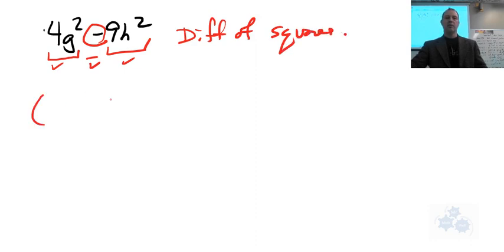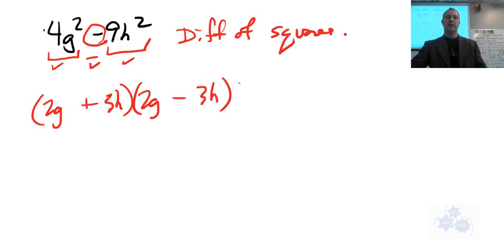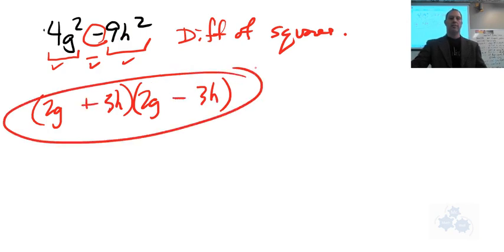And this is the one that you factor with the plus and the minus. Okay? So this is 2g here, 2g here. This is 3h here, 3h here, plus, minus. Done. Okay? That's how you factor difference of squares.